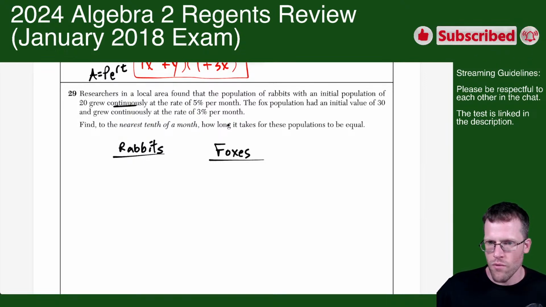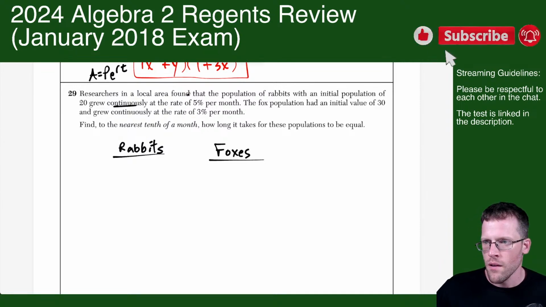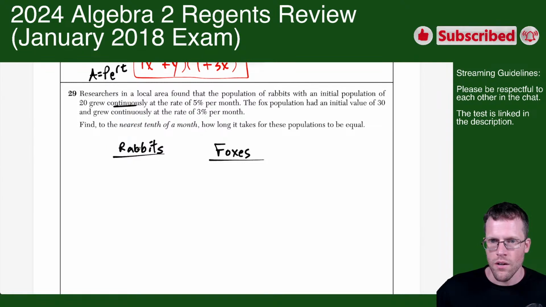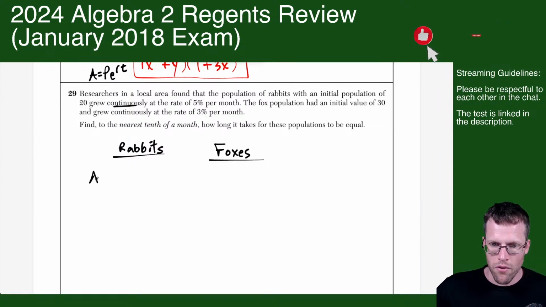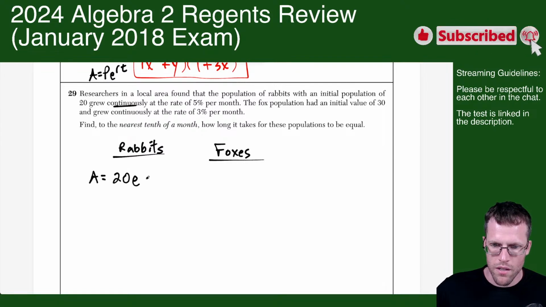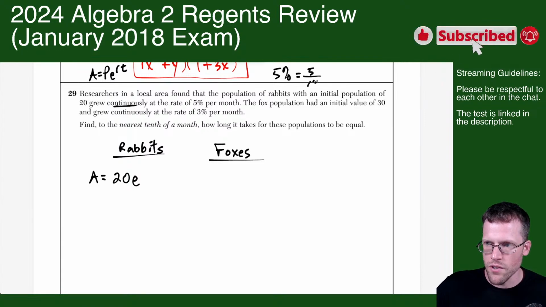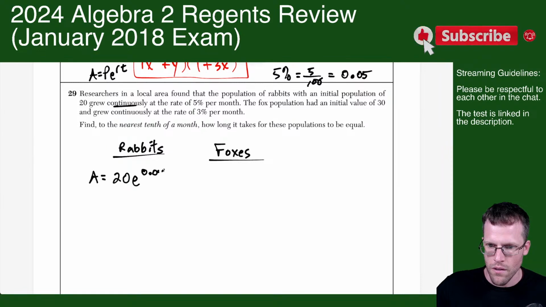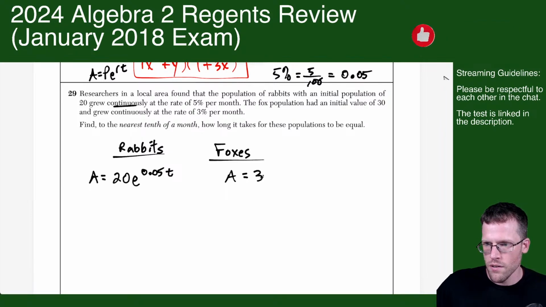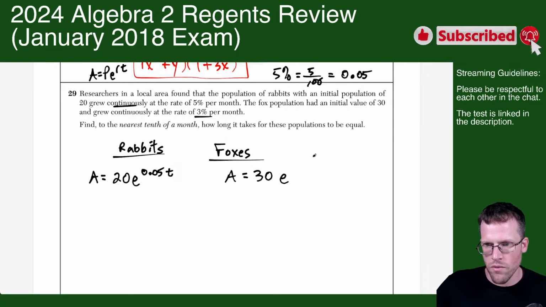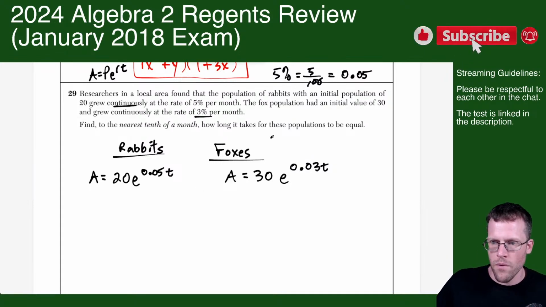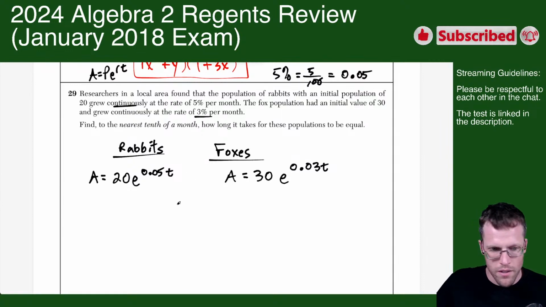Okay, so, all right, rabbits, foxes. So population of rabbits with an initial population of 20 grew continuously at this rate. So their amount is 20 e to the rate is 5%, but 5% is 5 out of 100, is 0.05. Okay, and then foxes, initial population of 30, e to the rate is 3%, which is 0.03 t. So here, find to the nearest tenth of a month how long it takes for the populations to be equal algebraically.